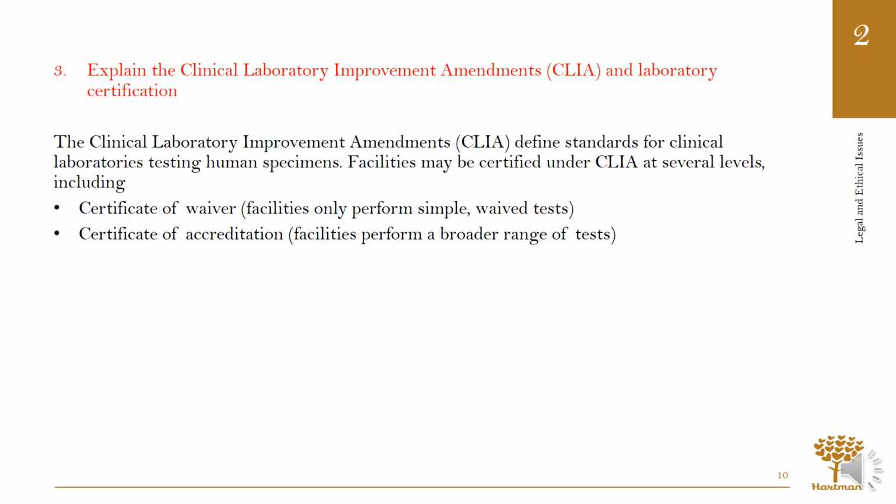The highest level of CLIA certification is the Certificate of Accreditation for facilities performing moderate to high complexity tests. Organizations such as the Joint Commission can certify that a laboratory meets CLIA standards for this level, and CMS then performs a validation survey within 90 days. This process must be repeated every 2 years for a facility to maintain its accreditation.